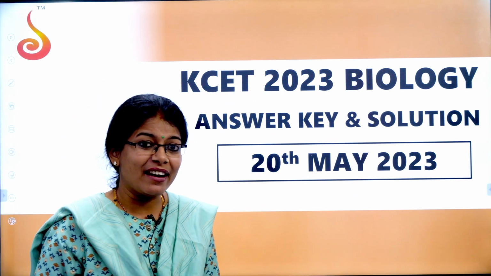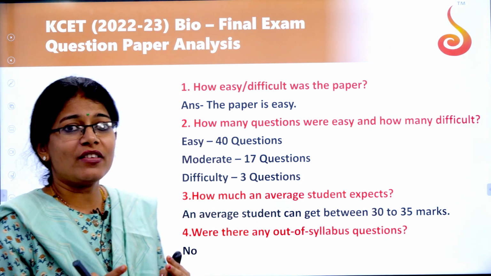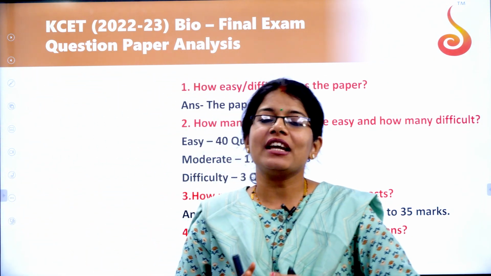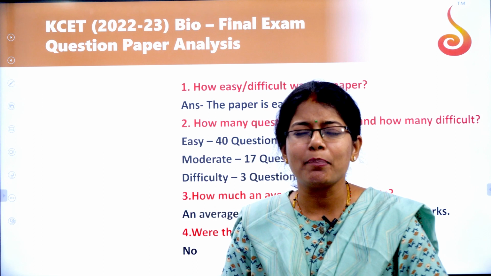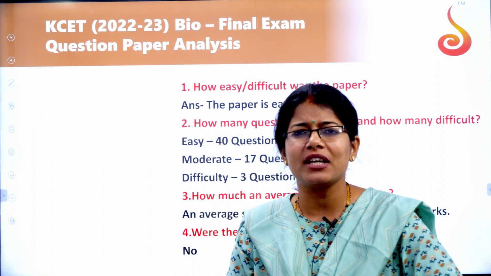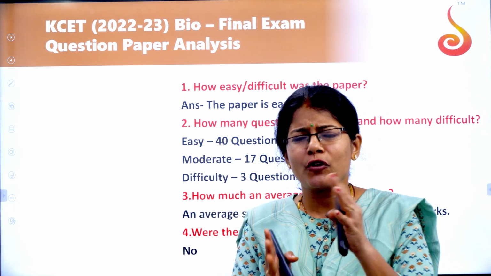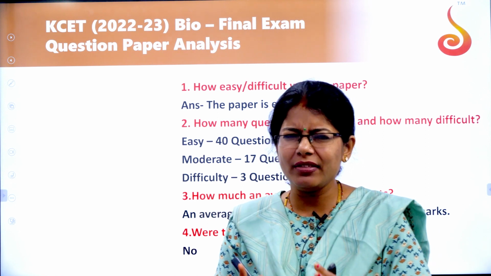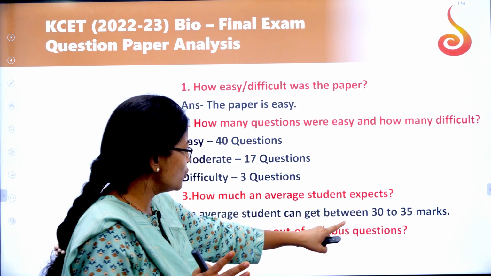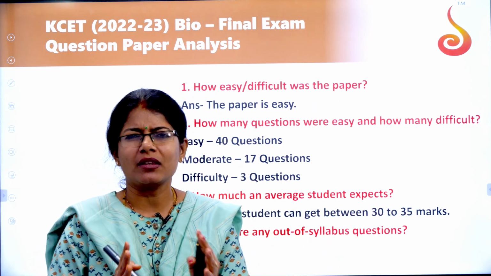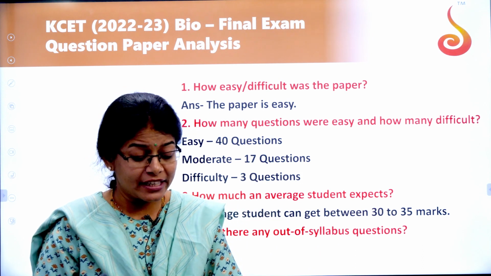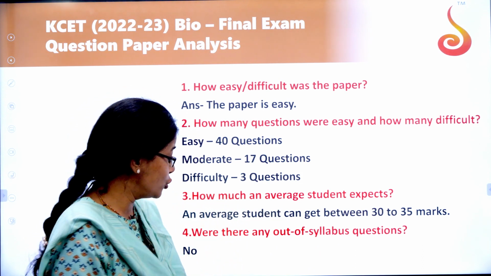Before that, we'll quickly analyze the paper. How was the paper? The paper was actually easy for students. Majority of the questions were the easy type and very few were difficult. On an average, a student can score easily between 30 to 35 marks, or a little more than that also.